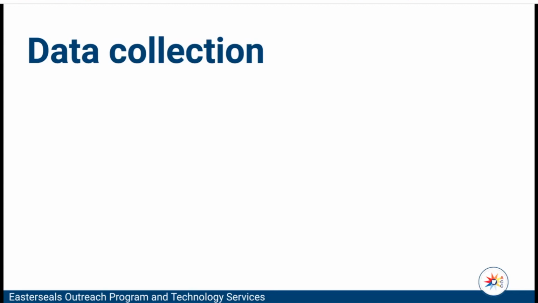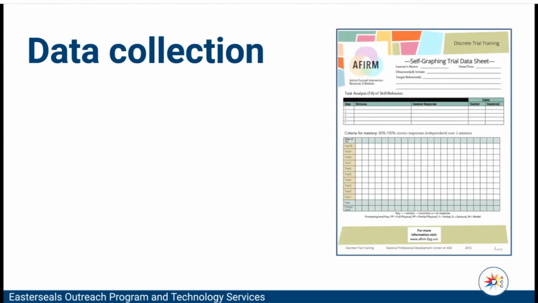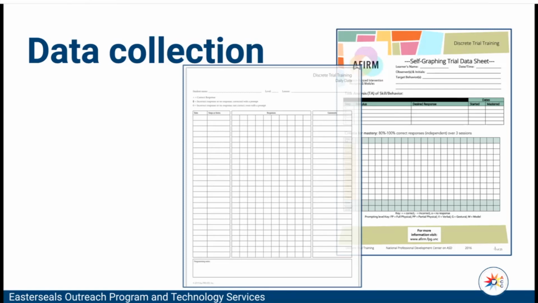So DT is meant to have live data, current, up-to-date, and collected during every session. Here's an example of a discrete trial data sheet that has the added bonus of being a self-graphing data sheet. If you're looking for a solid data collection form for a discrete trial, this is a good one to check out. If you use a curriculum like STAR or LINKS, there's a DT data sheet that comes with that curriculum. Use it, it's great.